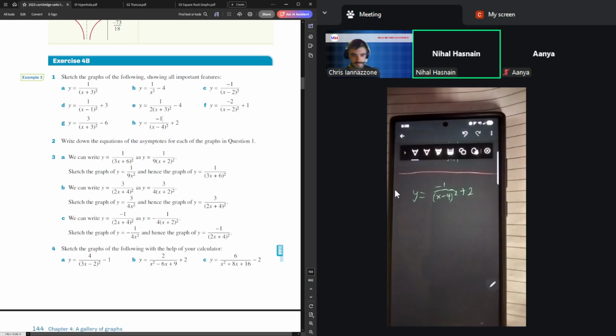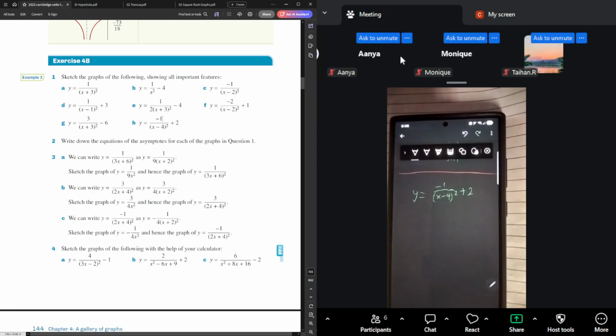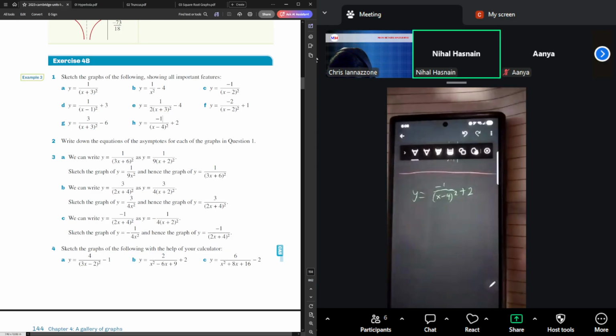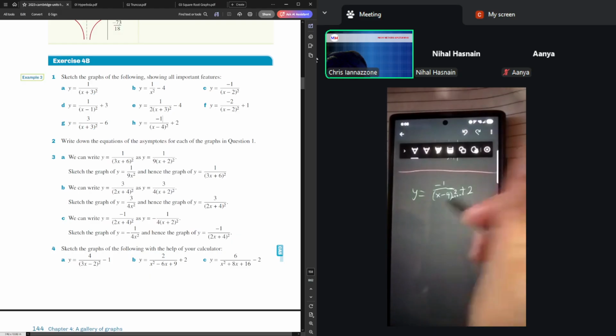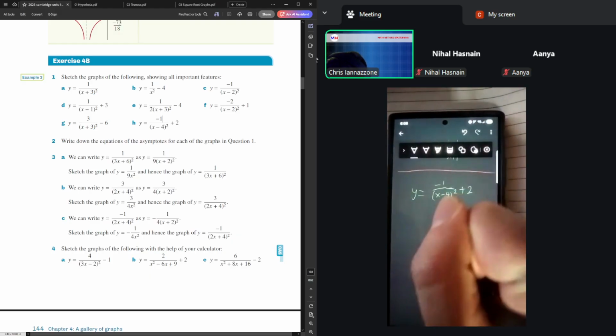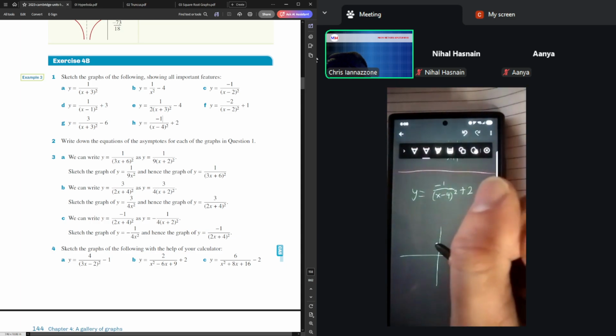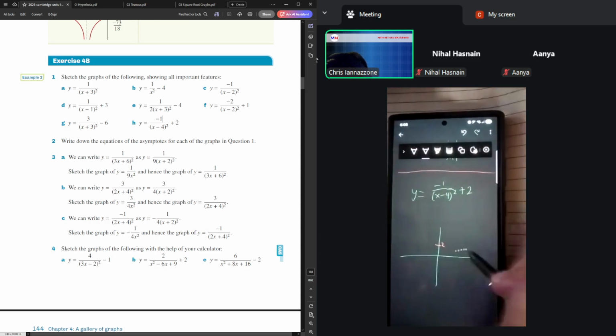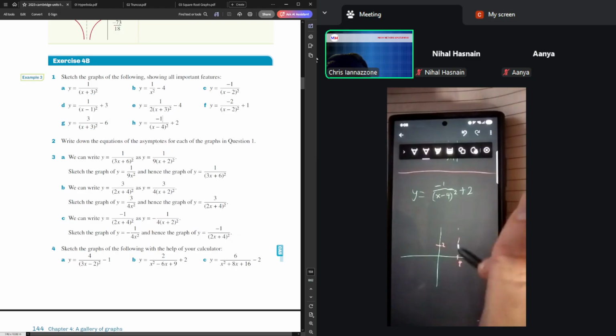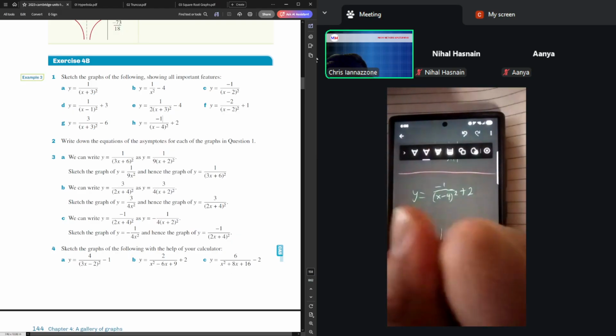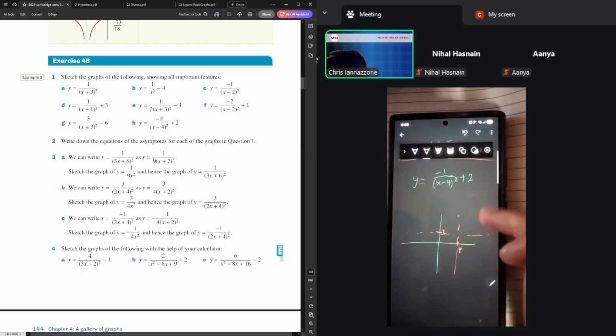Start off with the asymptotes again. Yep, asymptotes. We can pretty clearly see what those are going to be. There's no further rearranging to be done. What are we going to have? y equals 2 and x equals 4. Easy. Cool. What else do we need?